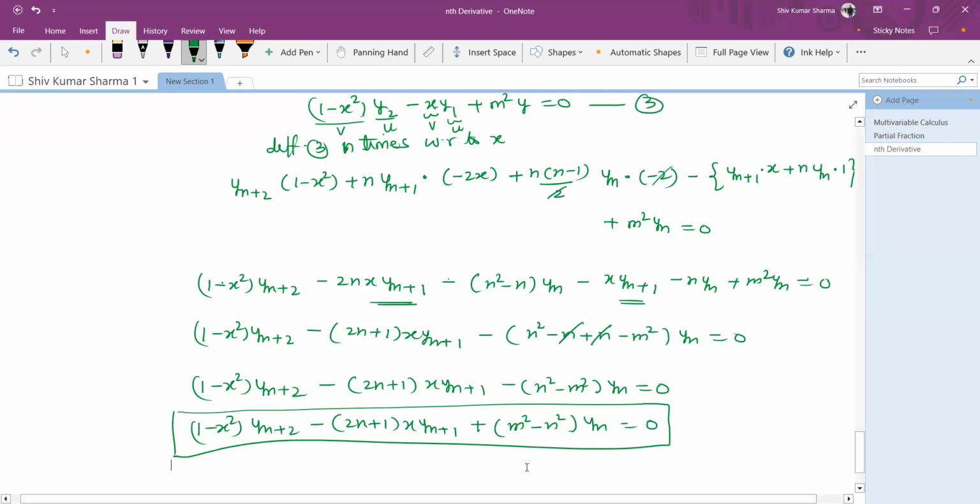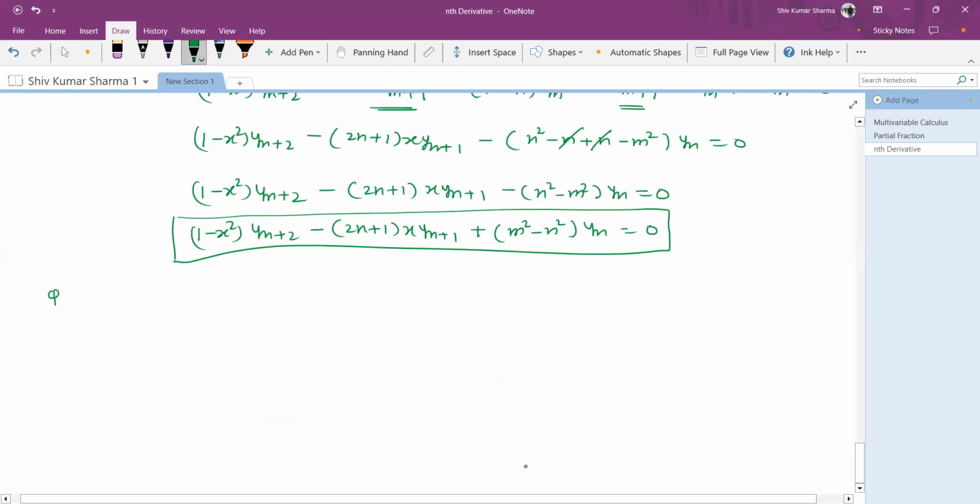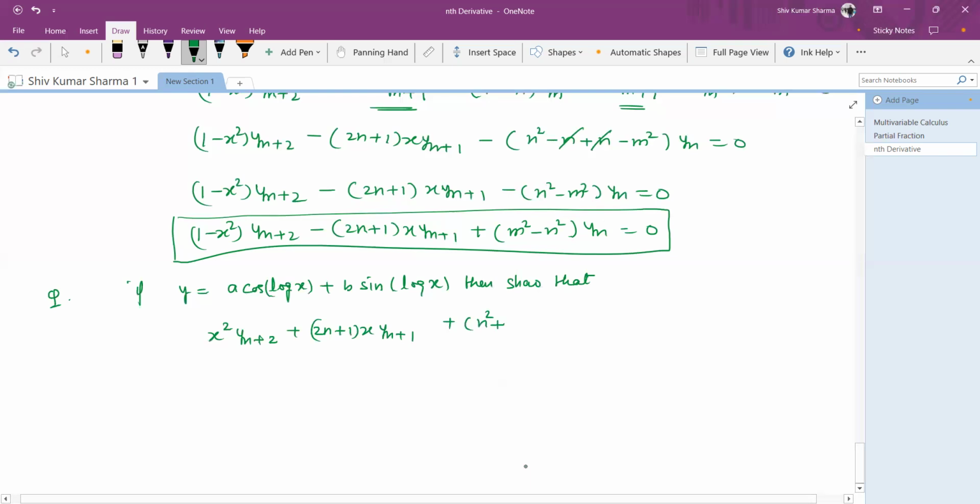So next question, if y is equal to a cos log x plus b sin log x, then show that x square into y_(n+2) plus (2n+1) x y_(n+1) plus (n square plus 1) into y_n is equal to 0.